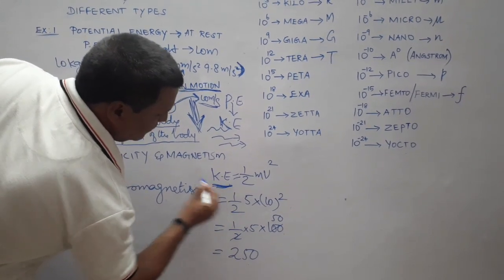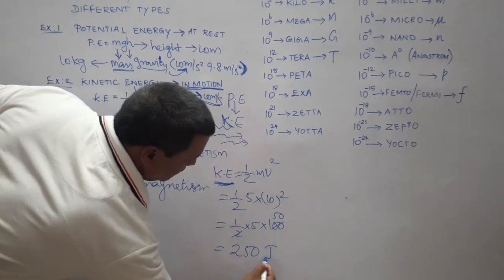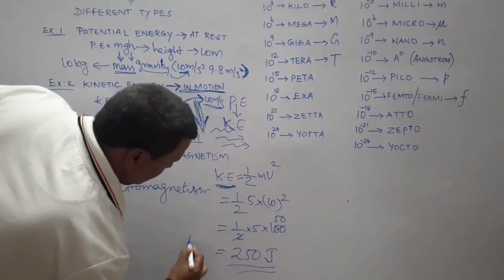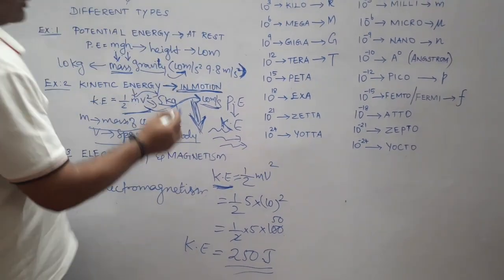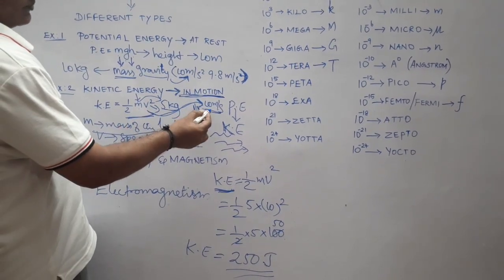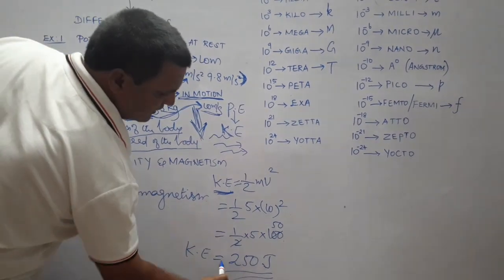This is nothing but energy only. So the unit of energy is joule. So 250 joule is the kinetic energy of a body of mass 5 kg moving with a speed of 10 meter per second. That's all. That is the calculation in physics.